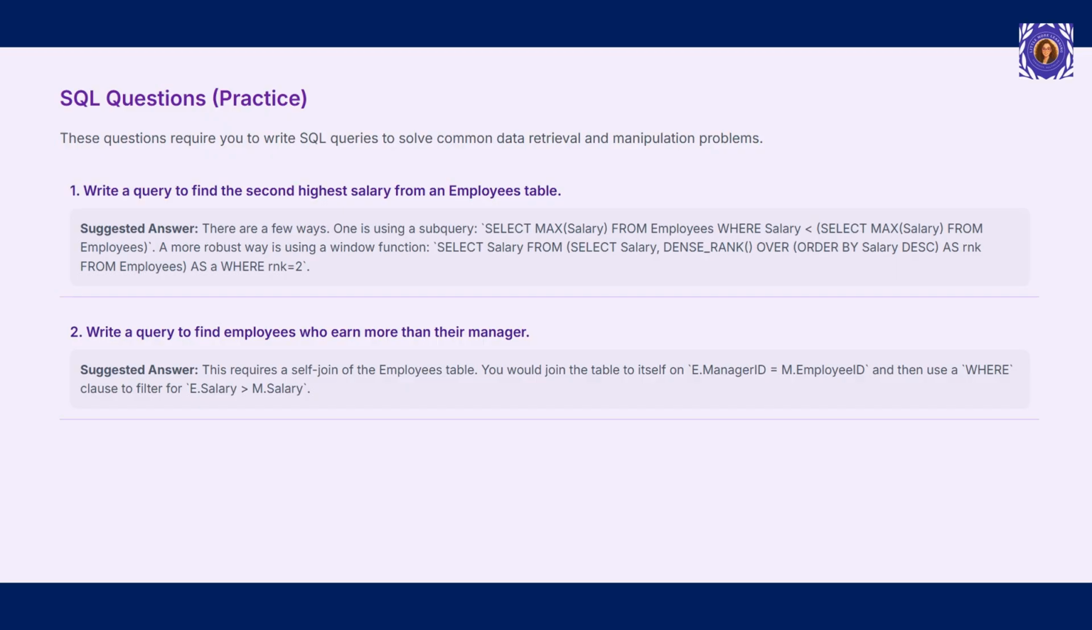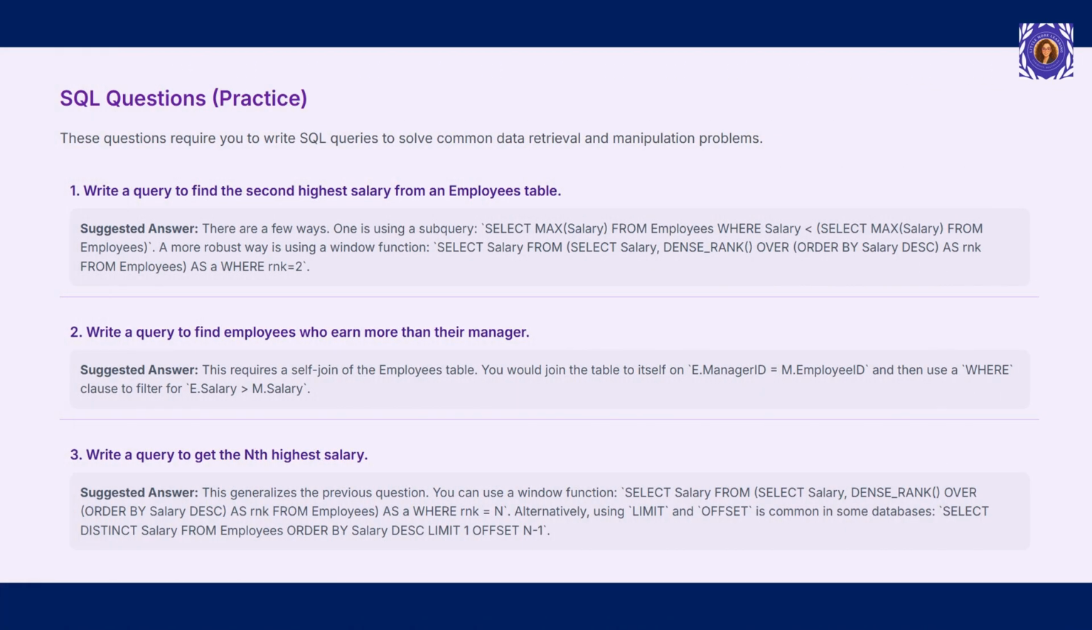Write a query to find employees who earn more than their manager. This requires a self-join. Join the employees table to itself. Alias one as E for employee and the other as M for manager, joining them on E.managerID equals M.employeeID. Then, just use a where clause to filter for E.salary greater than M.salary.